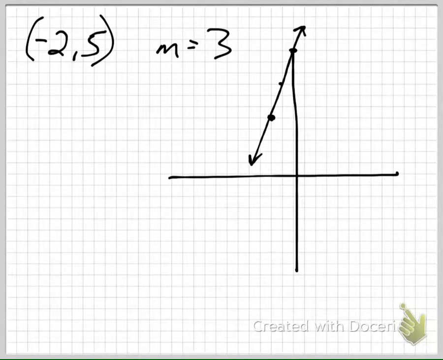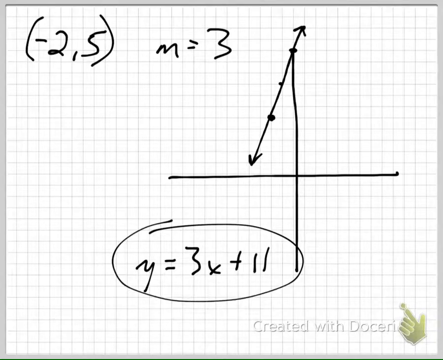Could you do that? What's the y-intercept? The y-intercept, where it crosses the y, is at 11. So it would be y equals, what's the slope again? 3x plus 11. We did that by graphing just now, right?